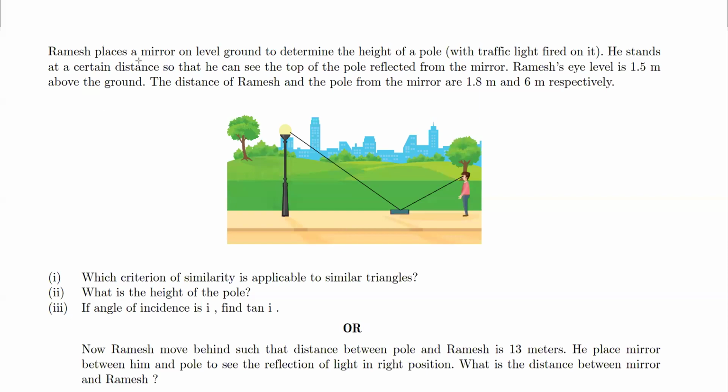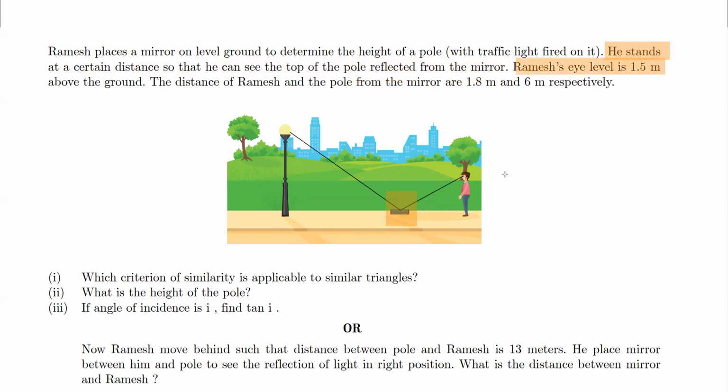This is one case-based question based on similar triangles. It says Ramesh places a mirror. This is the mirror placed here, and to determine the height of the pole, he stands at a certain distance so that he can see the top of this pole being reflected on the mirror.